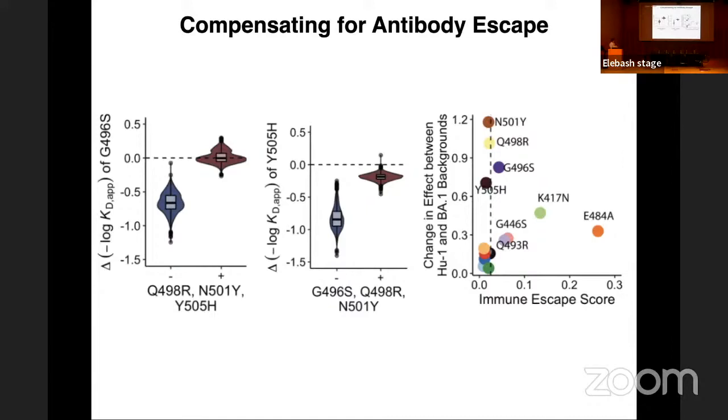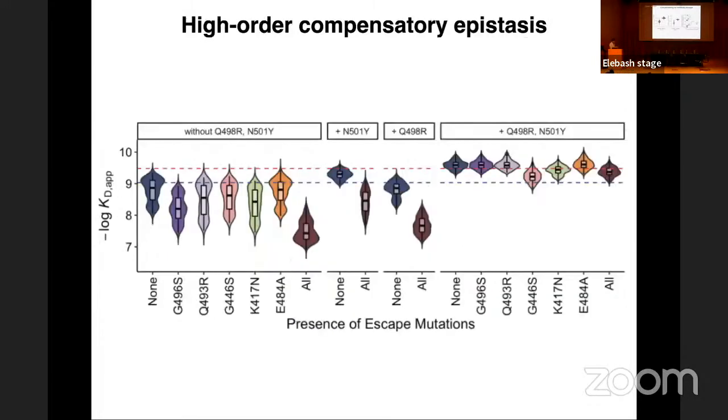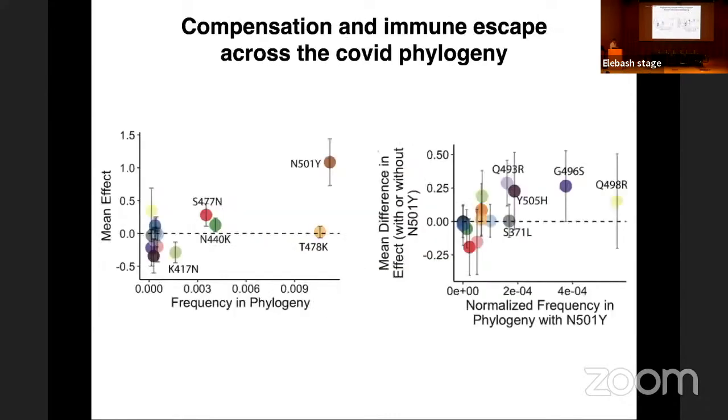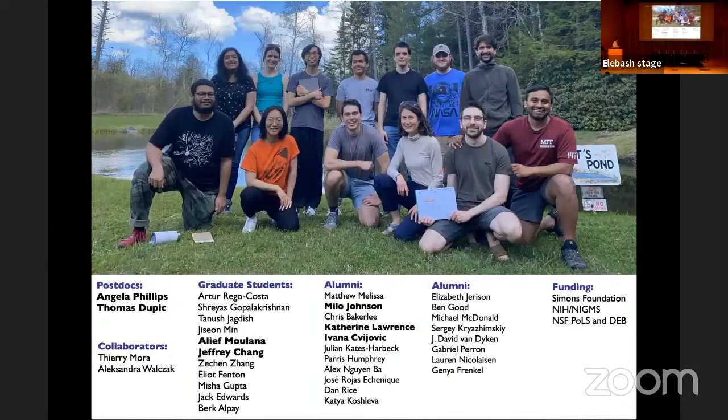And in general, what we see is that the mutations that are involved in immune escape typically are much less deleterious on the Omicron background than on the ancestral background for ACE2 binding. If you're not involved in immune escape, there's all kinds of stuff happening. And here's a more complicated story along those lines. Since I don't want to keep you here, I'll skip that. But basically, that's the story.